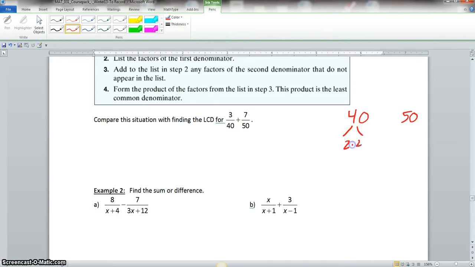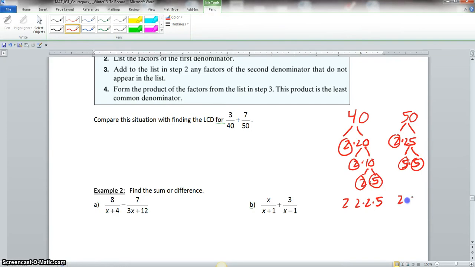40 breaks down to 2 times 20. 2 is prime, 20 is not. 20 breaks down to 2 times 10. 10 breaks down to 2 times 5. So 40 breaks down to three 2s and a 5. Now 50 breaks down to 2 times 25. 2 is prime, 25 is not. And 25 breaks down to 5 times 5. So we have 2 times 5 times 5.